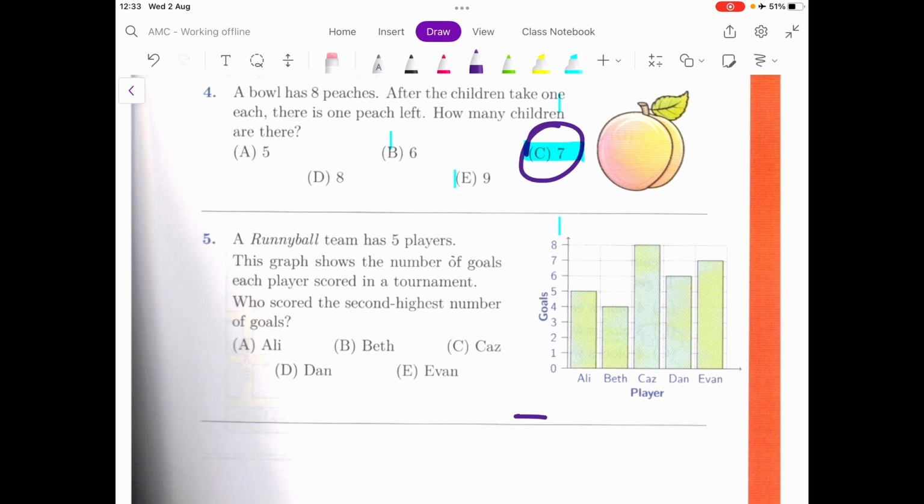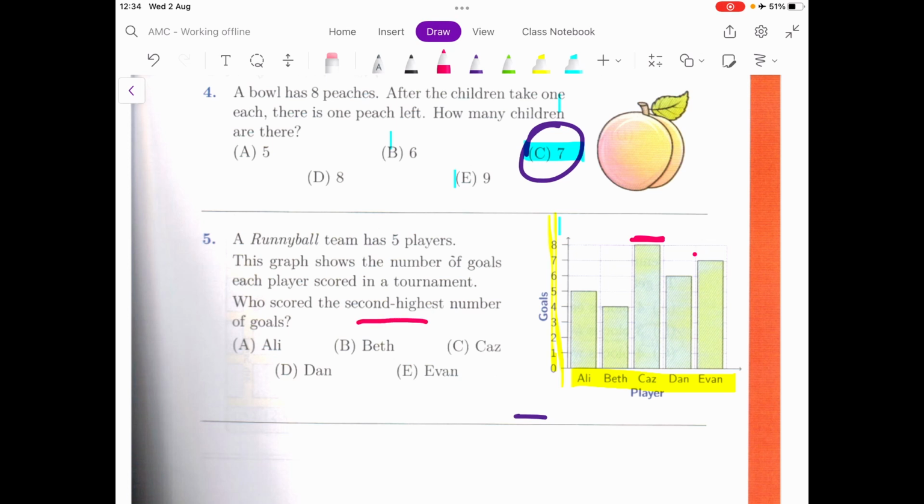A netball team has 5 players. This graph shows the number of goals each player scored in a tournament. We can see that here are the names of the children, and here are the goals scored by them. So the question is, who scored the second highest number of goals? Now we can see the highest player, this has the longest bar, so this player scored the highest, but they are not interested in finding who is the highest player. They are looking for the second highest.